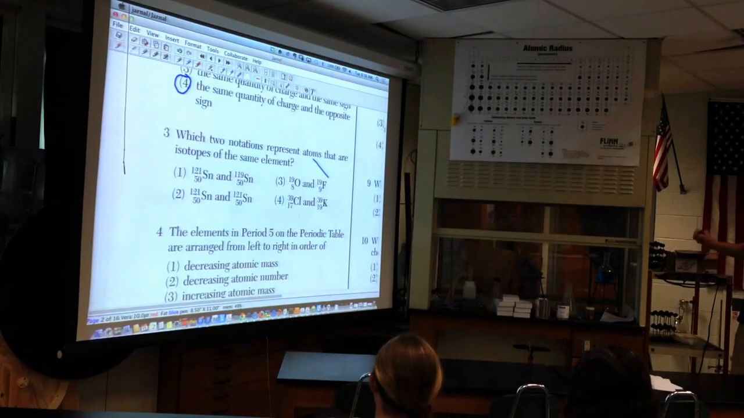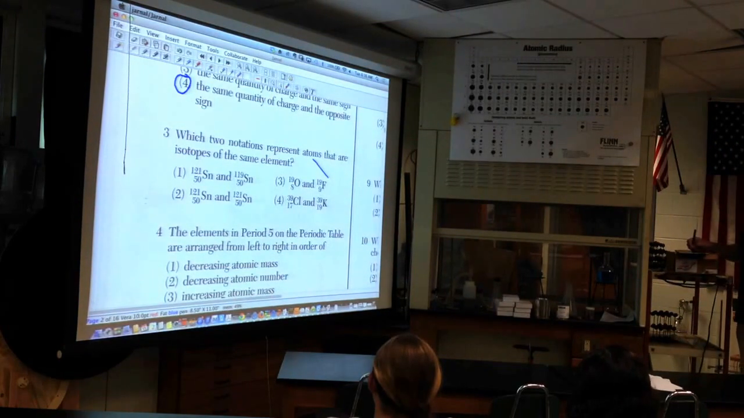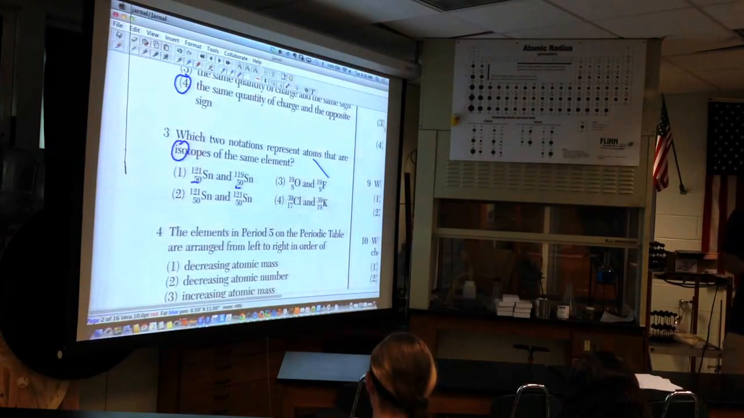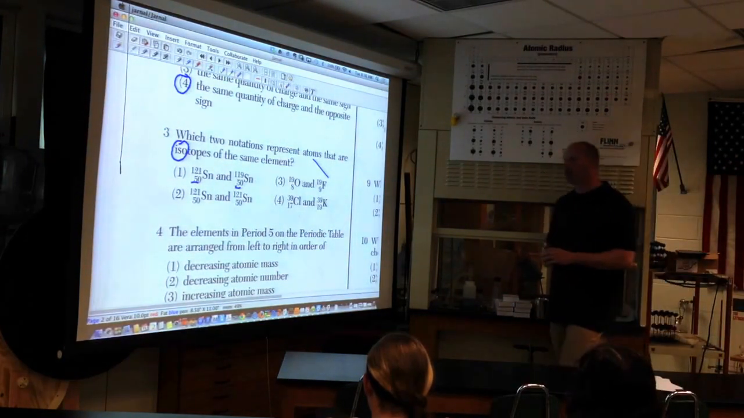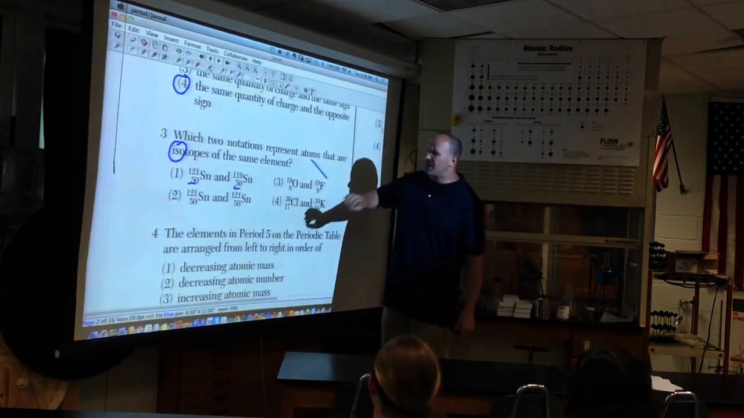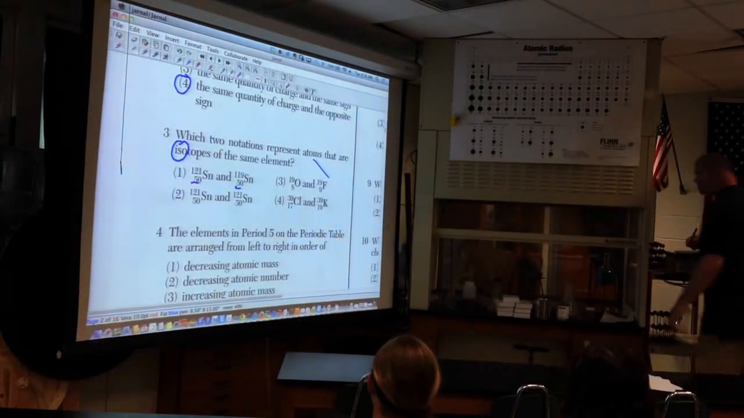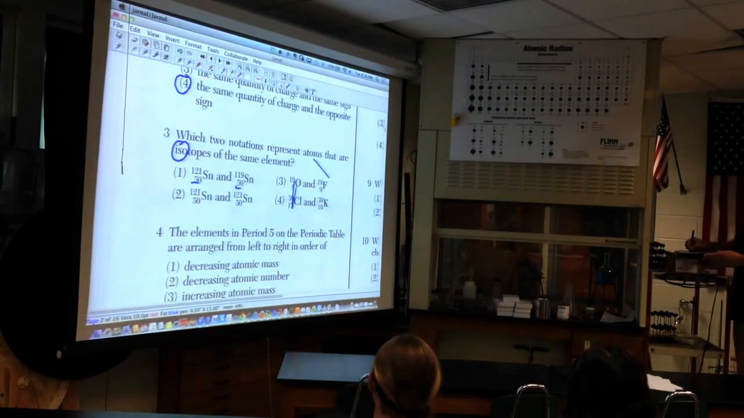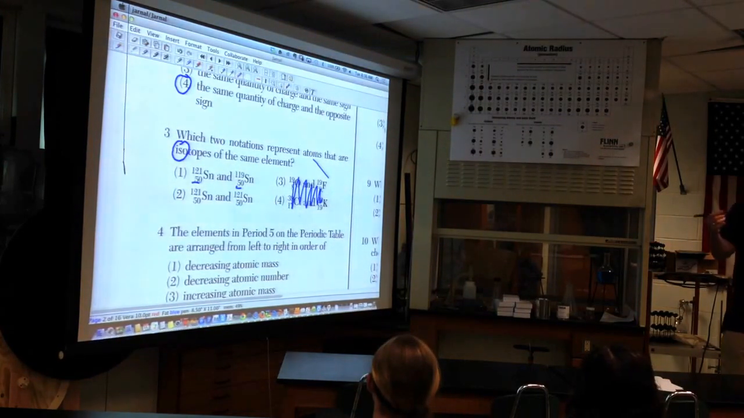Number 3, which two notations represent atoms that are isotopes of the same element? Iso means same. So you should know that if you're the same atom, you have the same number of protons. It's the social security number. Atoms differ not by electrons, not by neutrons, but by proton number. So clearly 3 and 4 are gone. Isotopes are the same atom, heavier and lighter form, sometimes radioactive form.